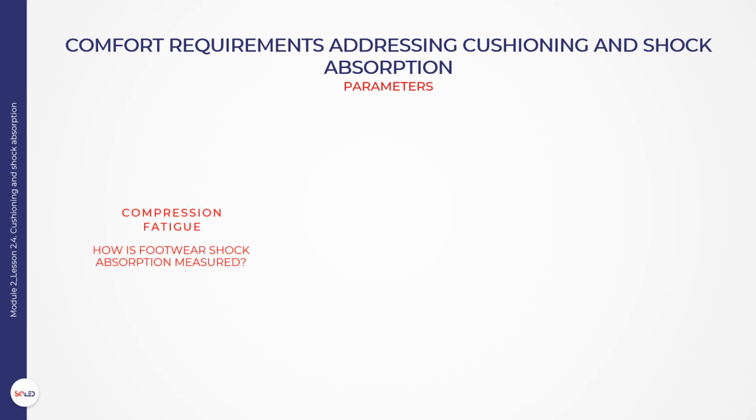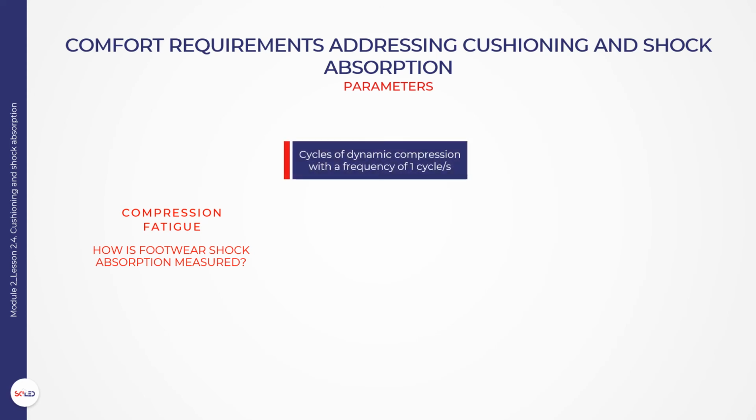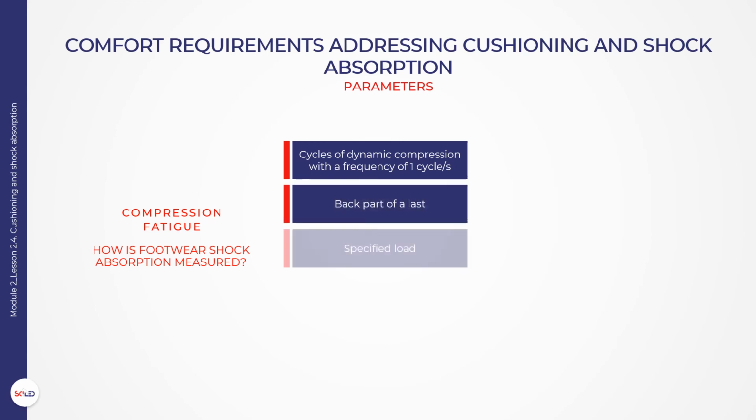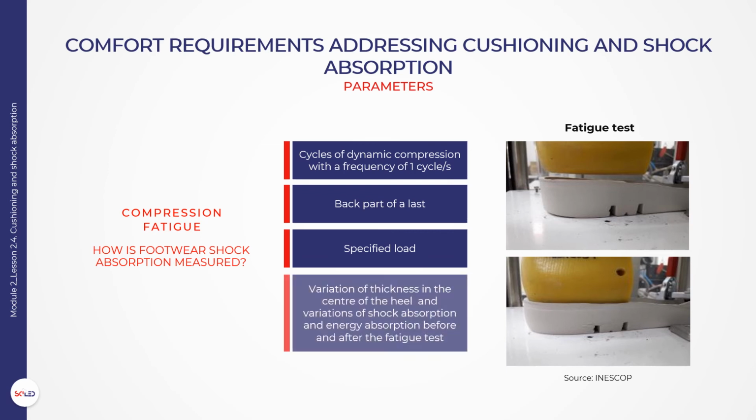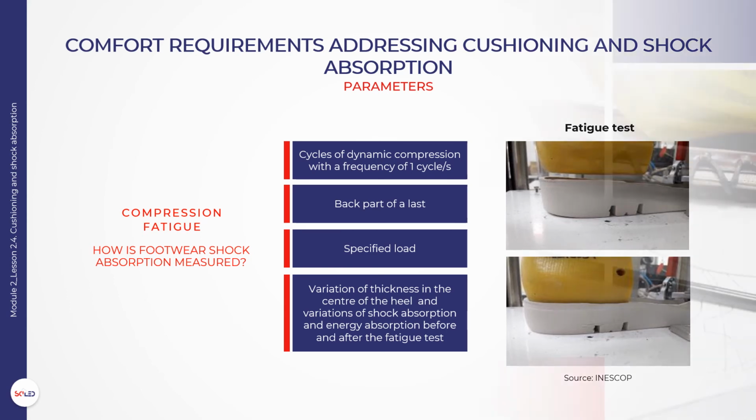Parameters. The fatigue test in the heel of the footwear consists of subjecting the set area to a determined number of cycles of dynamic compression with a frequency of 1 cycle, using the back part of a last, with a specified load, as shown in the pictures. The variation of thickness in the center of the heel is determined, as well as the variations of shock absorption and energy absorption before and after the fatigue test. This way it is possible to estimate the useful life of the footwear in terms of dampening protection.